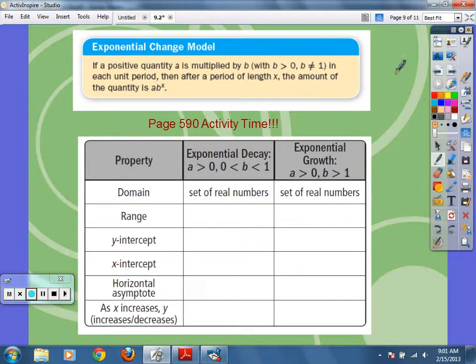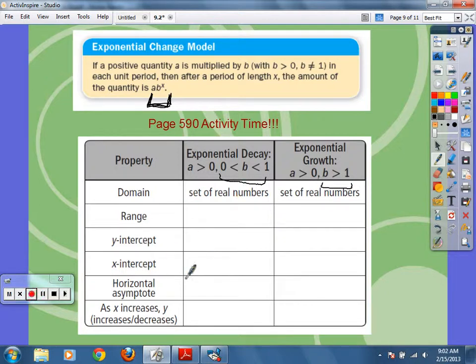Next thing we're going to talk about is the definition. If a positive quantity A is multiplied by b, and b is greater than 0, then after a period of length x, the amount is A b to the x. Okay, basically you just really need to know what this formula is and realize that b is telling you what type of graph we're looking at. If it's between 0 and 1, we're talking about decay. If it's bigger than 1, we're talking about growth.